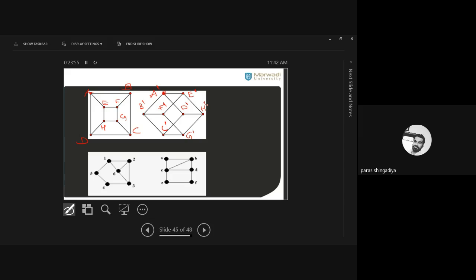And now the next graph, is it an isomorphic graph? No, it is not an isomorphic graph because one of the vertices has degree 4 here and there is no such vertex in the first graph whose degree is 4. So here we cannot map it with any other vertex. Okay, so that is not an isomorphic graph.